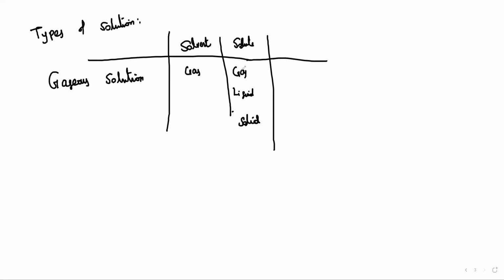So, gas mixed with gas. What is the basic example? Atmospheric air. Atmospheric air mostly consists of nitrogen, oxygen, carbon dioxide, etc. Am I correct? So that is one example for gas mixed with gas.